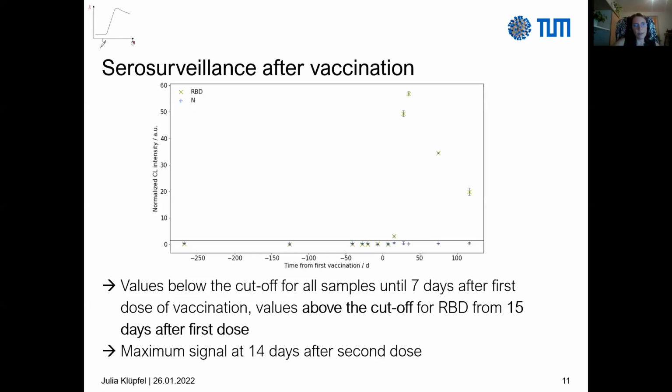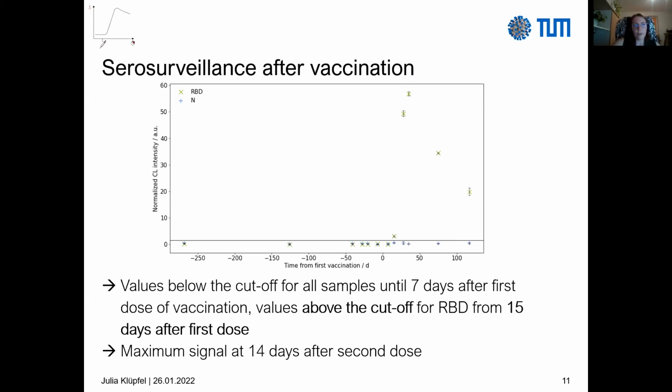And this is what we found. So as you can see here, for a very long time, until 7 days after the first vaccination, both the RBD and the N signal are below the cutoff that is shown in black here. And then 15 days after the first dose, the receptor binding domain signal goes up, and it reaches its maximum 14 days after the second dose. So this is in concordance with what Pfizer-BioNTech saw in their studies.